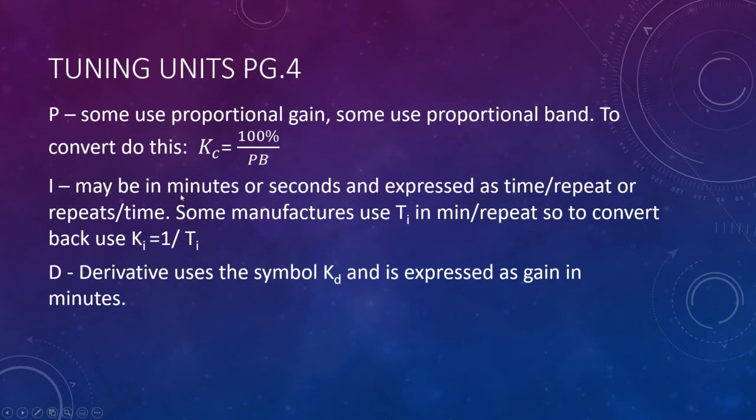I, for integral, is in either minutes or seconds. They were seconds in the lab, and it is expressed as time, or minutes per repeat, or repeats per minute, or seconds it could be. Some manufacturers, as I just said, will use TI in minutes per repeat. Some of them will use KI, which is repeats per minute. To go back and forth, you just do one over the other. So if I'm at 3 minutes per repeat and I want to find out how many repeats per minute, I just do 1/3 and you'll see it's 0.33 repeats per minute. The math is pretty straightforward.